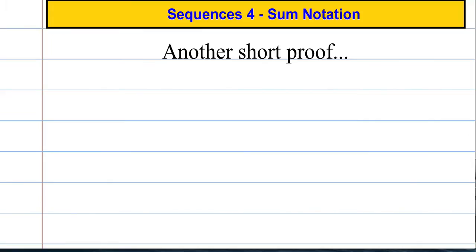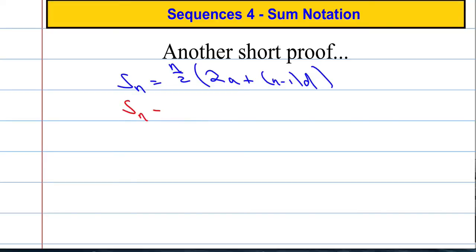is found by doing, I'll just write this down, S of n equals n over 2 times 2a plus n minus 1 times d. If we use this formula, that will find the sum of a series. I also said that we can find the sum of a series by doing n over 2 times a plus l, where l is the last term. I didn't actually show how that proof can be found.